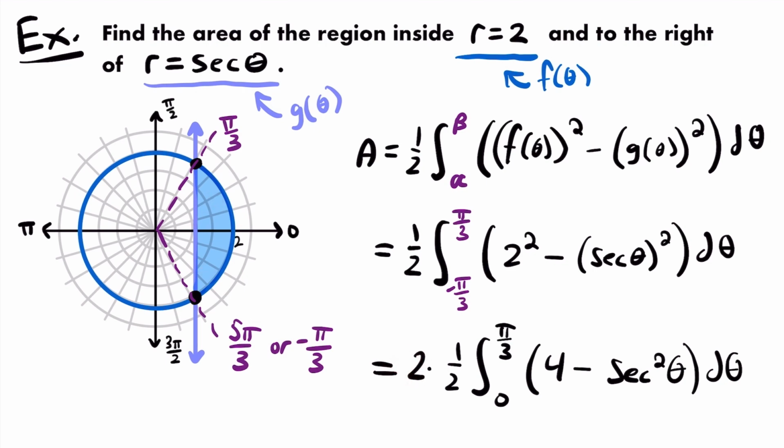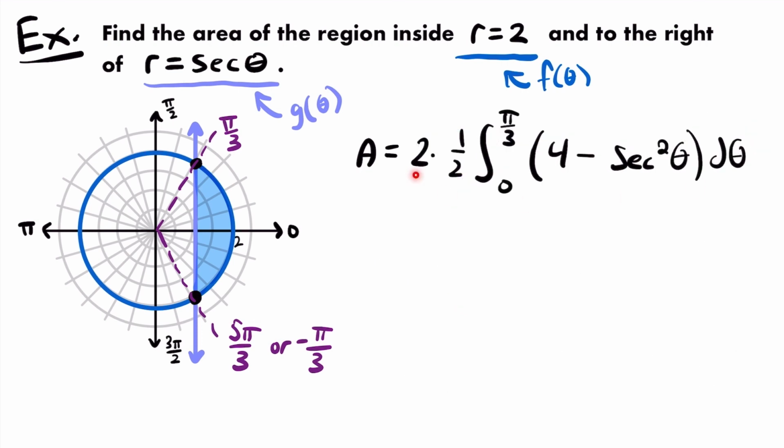All right, and I did that because now it will be easier to calculate this area. We have a nice lower bound of 0 rather than negative pi divided by 3, which is a little bit ugly. Okay, but either way would work. You can leave it like this, or you can use symmetry like I did right here. And so now that we have this definite integral, let's work on solving it to find our area.